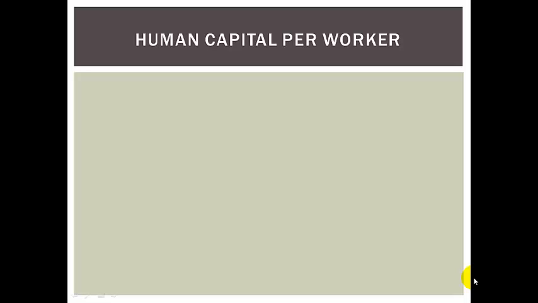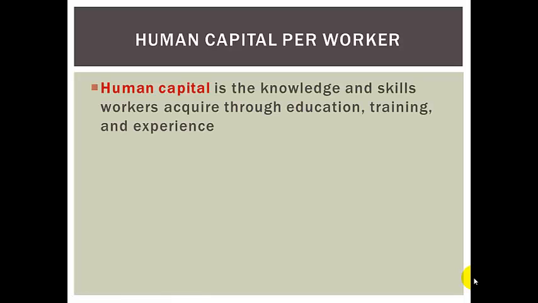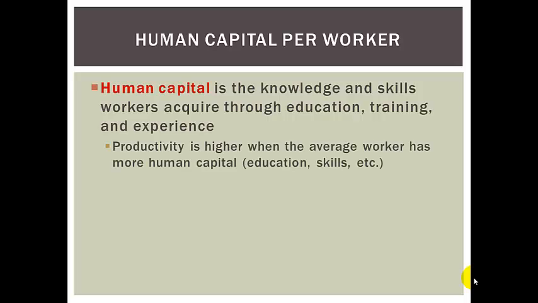Let's see how human capital affects our productivity. Human capital is the knowledge and skill workers acquire through education, training, and experience. We say that productivity is higher when the average worker has more human capital, such as education, skills, etc. So for you to be productive in solving math problems, it's not necessarily just to have a calculator. It would be good to have some education.